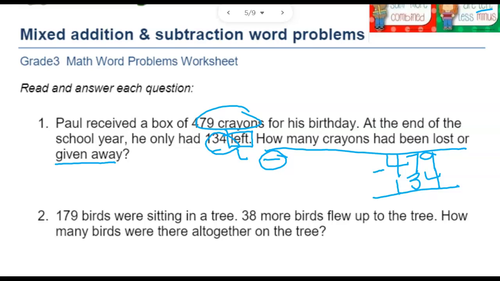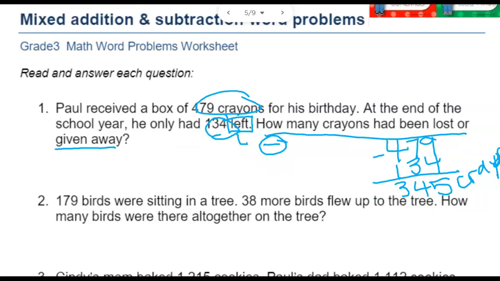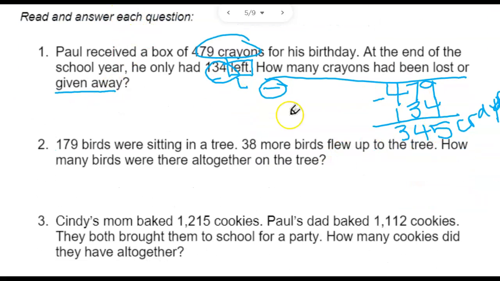Now I always start in the ones place. 9 minus 4 is 5. 7 minus 3 is 4. And 4 minus 1 is 3. So there are 345 crayons. Always need to say what they are. Crayons left. Now you might want to zoom in a little more so you have more space, but we're going to keep on moving.